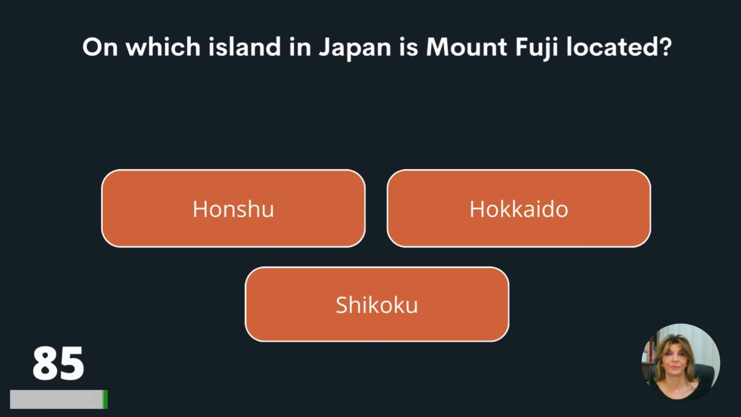What best describes Tonga? Dictatorship, kingdom, or republic? A kingdom.